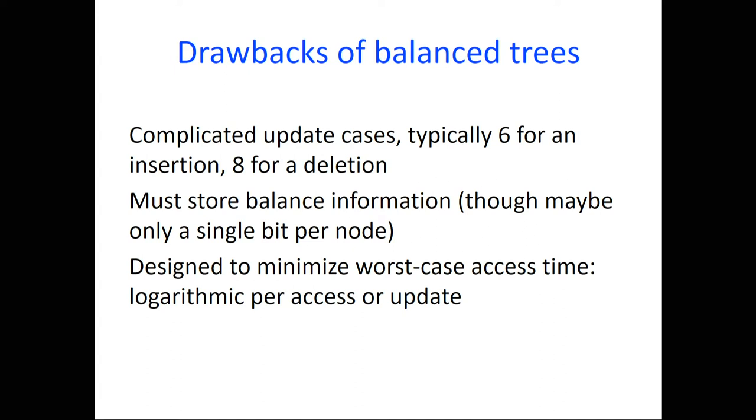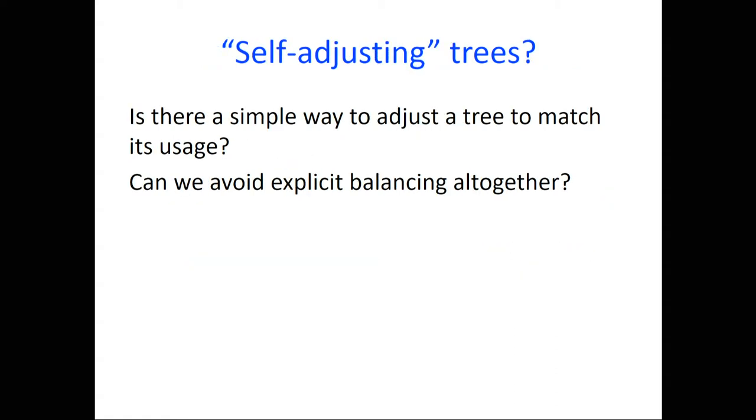Can we come up with a similar scheme for binary search trees? And the answer is, after playing around with some things that don't work, we came out with something that does work. What are the advantages of such a thing? We get rid of this complicated rebalancing. We don't need to keep track of balance information. And more importantly, perhaps the tree adjusts to match its usage, and maybe we can capture that in a theorem.